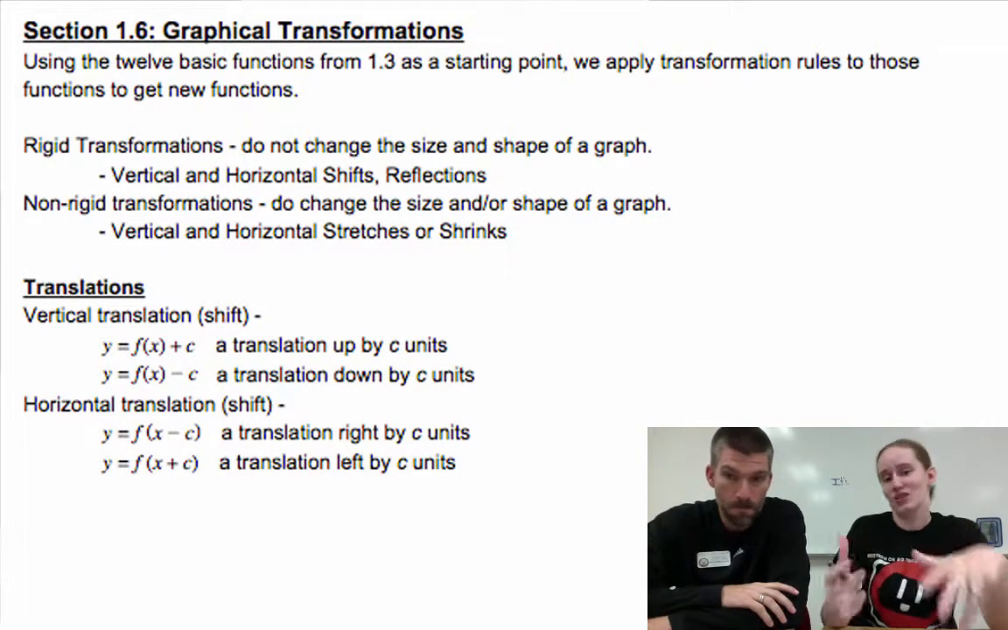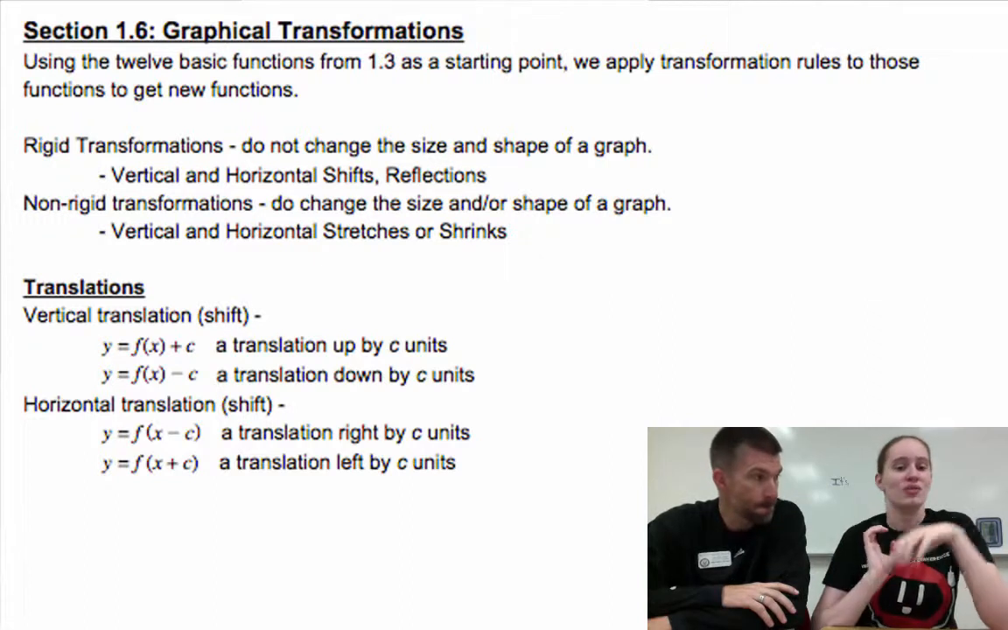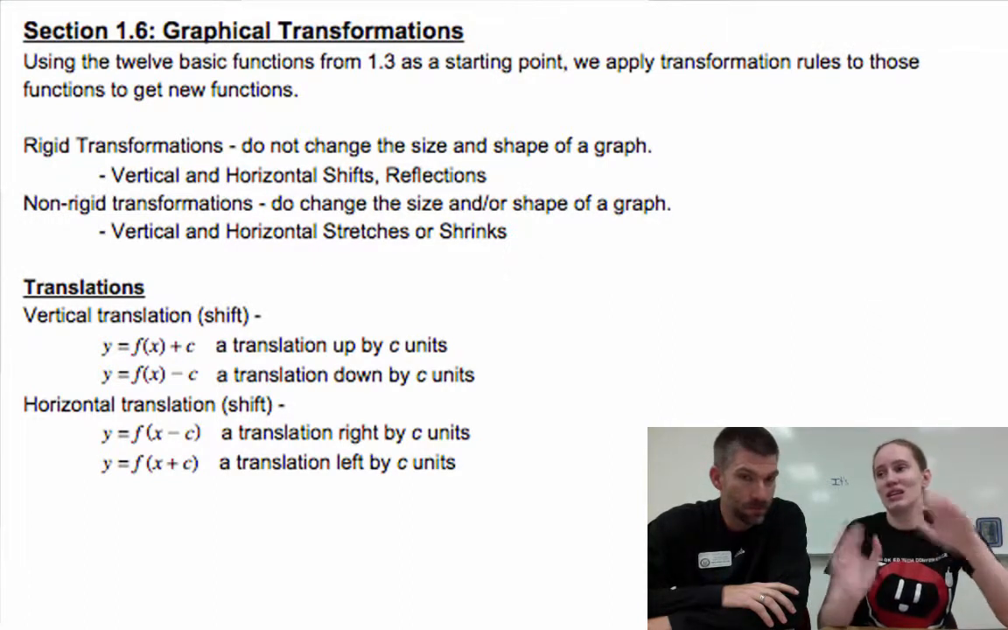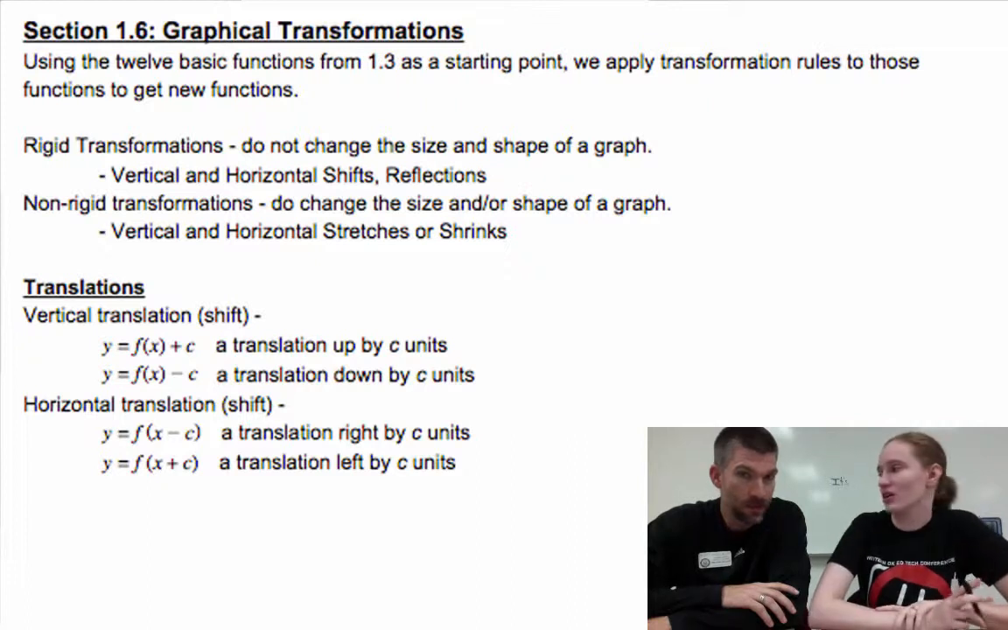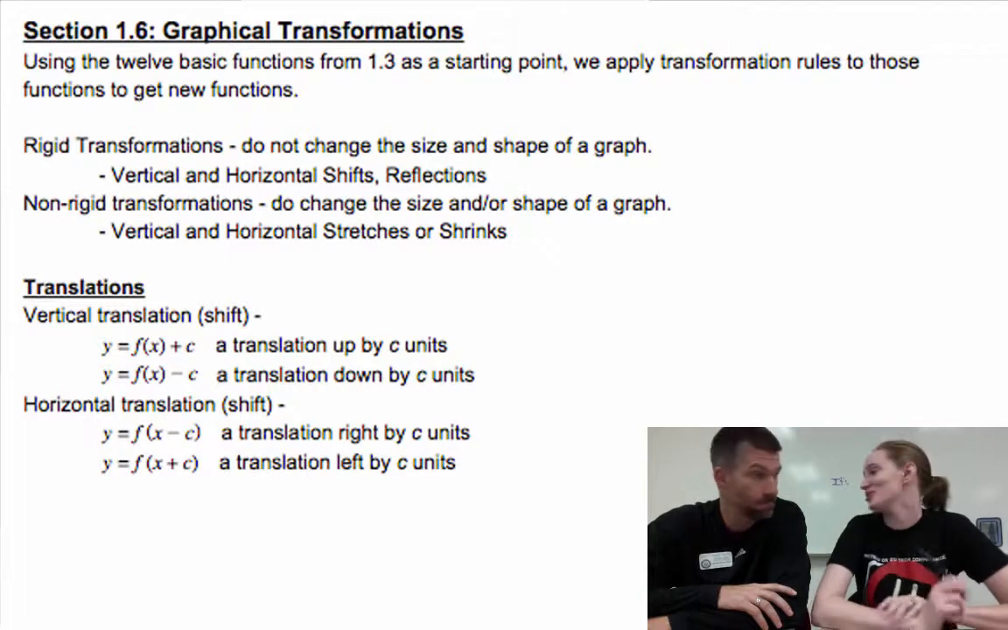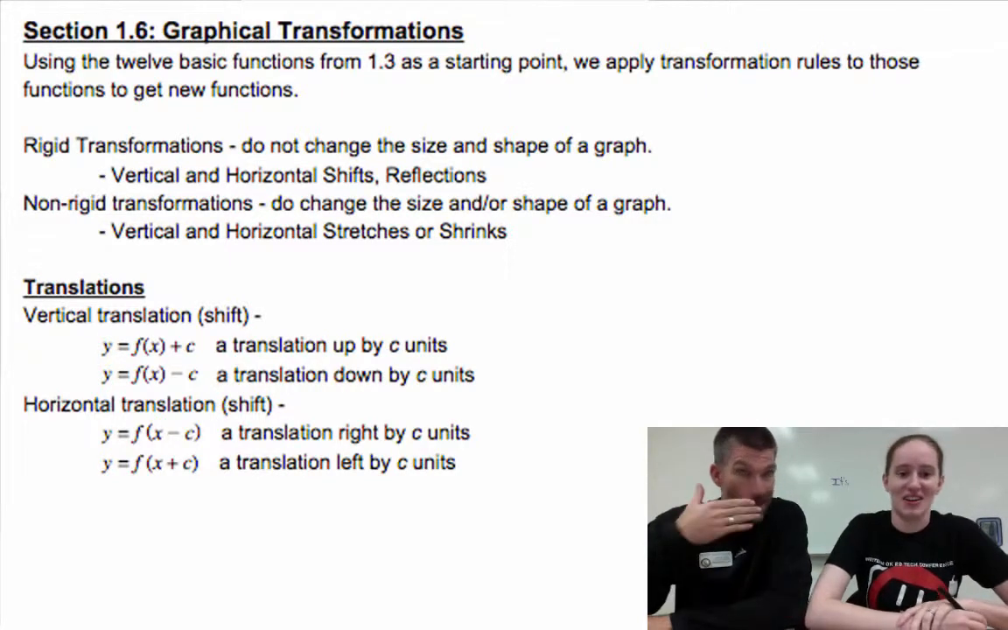If you know your 12 basic functions from 1.3 and you understand the way these transformation rules work, you can graph anything you want without ever having to pick up your calculator. Double stamp C's to infinity and beyond. So that means you agree. I totally 100% agree. Awesome.